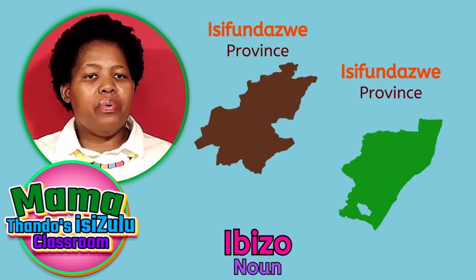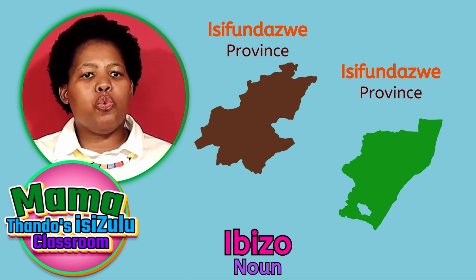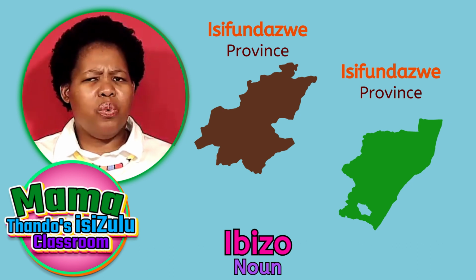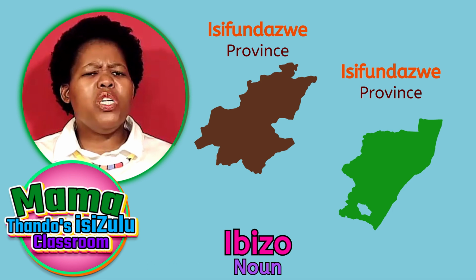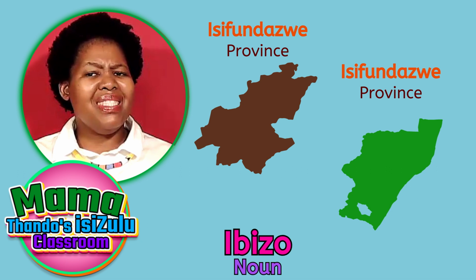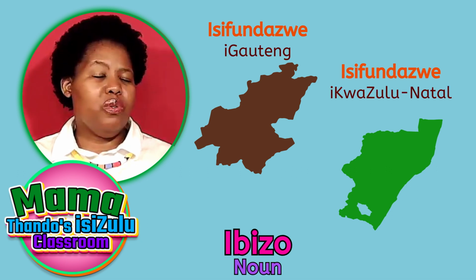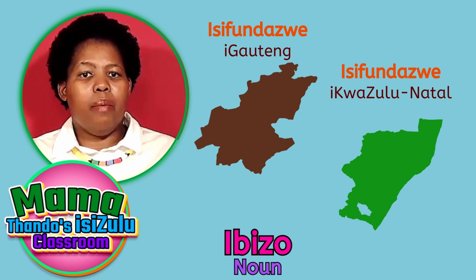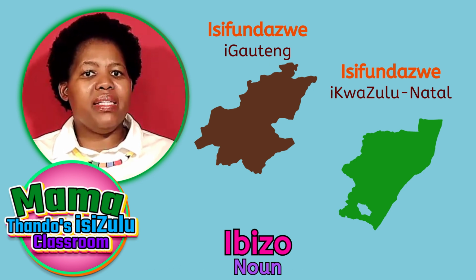Here's another example. Isifundazwe. That's a province, a common noun. There are many provinces around the world. How do we know which one you are talking about? Tell us its name. So if you say Zulu Natal, now I know which one you're talking about. That's its proper noun.